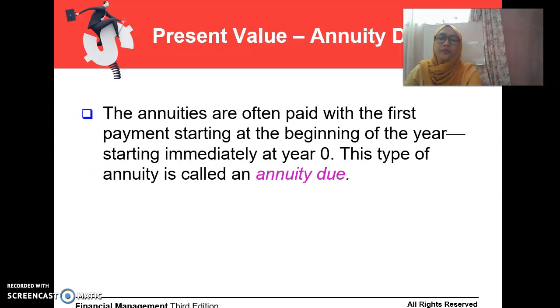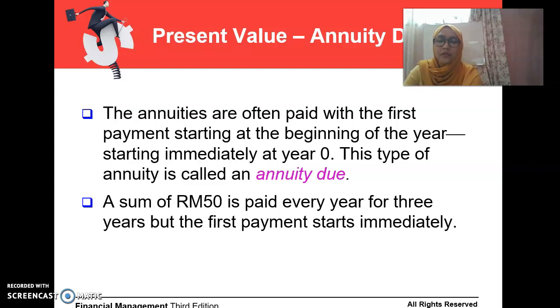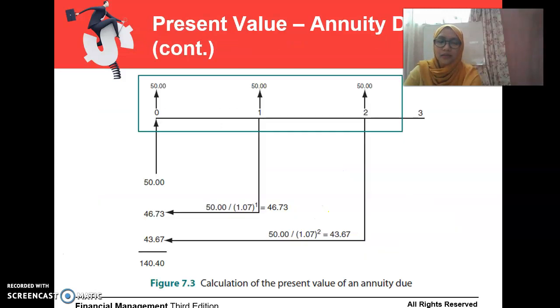So, present value of annuity due. The annuity is often paid with the first payment starting at the beginning of the year, which is year 0. So this type of annuity is called annuity due. For example, a sum of 50 is paid every year for 3 years, but the first payment starts immediately. The first payment you have to pay immediately, so it starts from year 0, 50, and then the first year of payment.